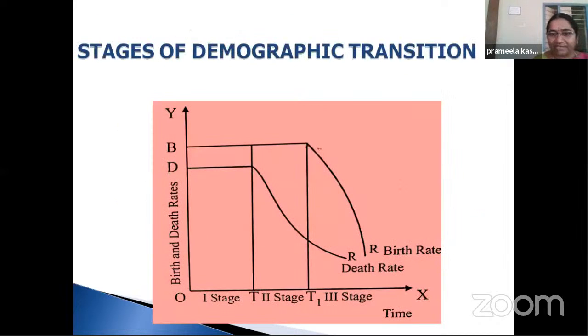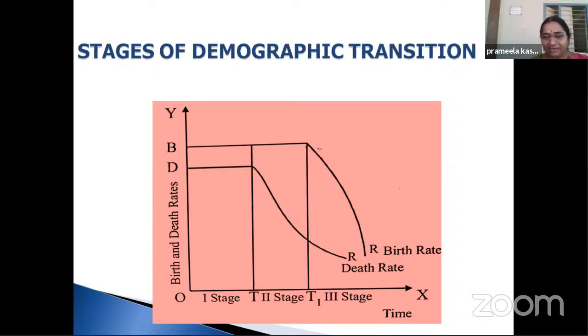This can also be explained with the help of a diagram. The stages of demographic transition can be explained with the help of the diagram below. On the X axis, we take time, and on the Y axis, we measure the birth and death rates in a certain period of time. In the first stage, that is O to T, both birth and death rates are high, so we can find a stable population between O and T.